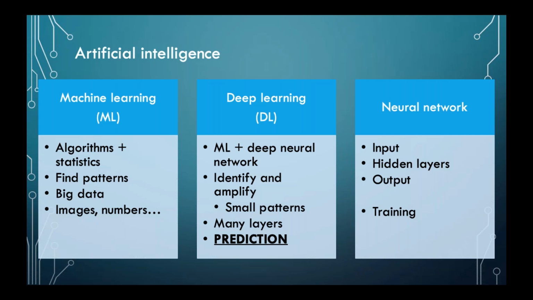So first we have machine learning, and these are big words, hot words. So what is machine learning? It's a combination of algorithms and statistics. They find patterns, and they're using big data. So this data could be images, numbers, likes, clicks, searches. Maybe some of you are participating in that right now, liking something on Facebook or liking a tweet or something like that.